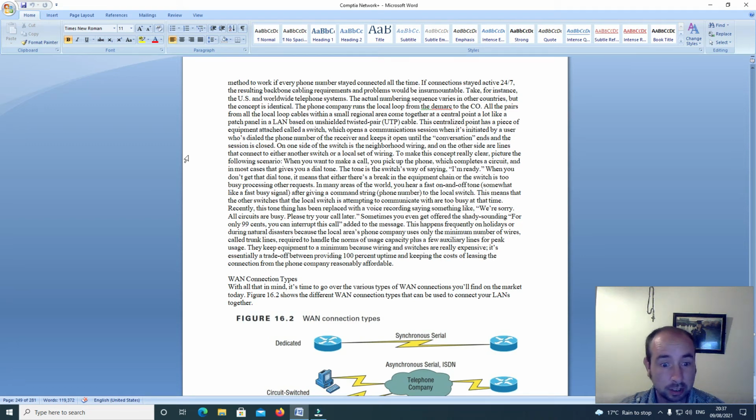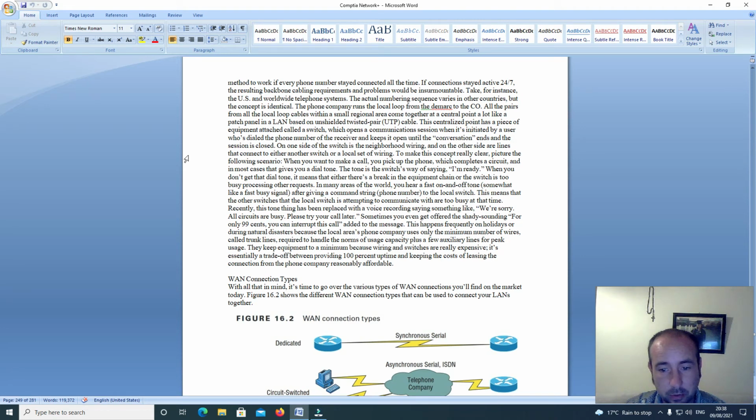This means that the other switches that the local switch is attempting to communicate with are too busy at that time. Recently, this tone thing had been replaced with a voice recording saying something like, "We're sorry, all circuits are busy, please try your call later." Sometimes you even get offered the shady sounding "for only 99 cents, you can interrupt this call" added to the message.